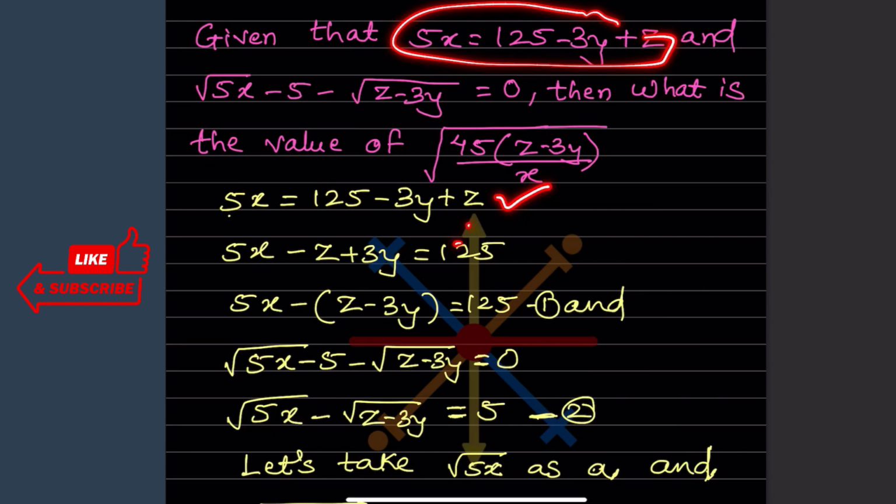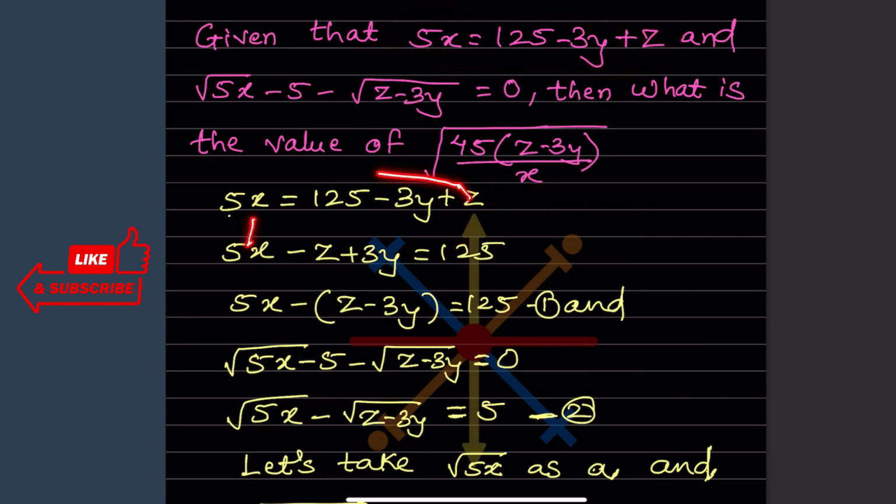So when we rearrange this, we get 5x, z will take on this side, so that is going to be minus z. Again, this is going to be plus 3y and 125 is on the right hand side, the same thing. So now what will we do here? We'll take minus common over here, this will be same. So what remains in the bracket is z, and minus minus becomes plus, so this is minus 3y is 125. So let us treat this as equation number 1.